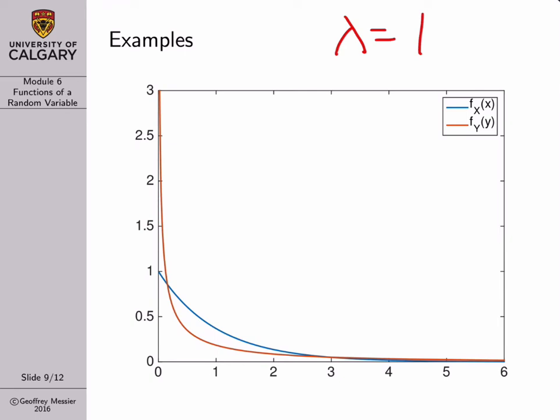A squaring operation is a nonlinear operation, so it tends to make very large values even larger and very small values even smaller. And we see that in the PDF of y. So we get a spreading out of our PDF. We get many more extremely large values, and we get many more extremely small values.